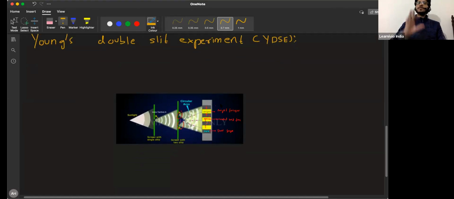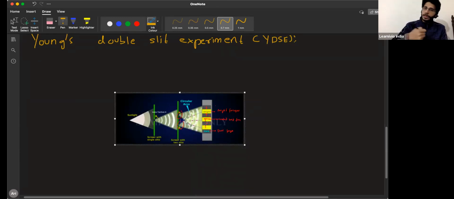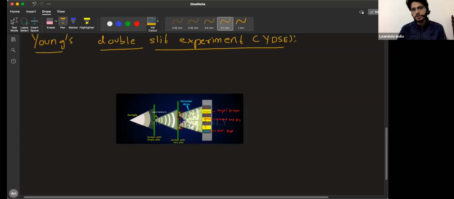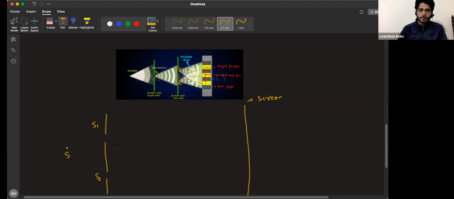So that was experimental physics, and now this is theoretical physics. You have to derive the conditions under which you will get bright fringes and the conditions under which you will get dark fringes in Young's double slit experiment. So this is your source. You put a double slit here. The source gets divided into two parts, S1 and S2. This is the screen. So waves will, these are the waves.